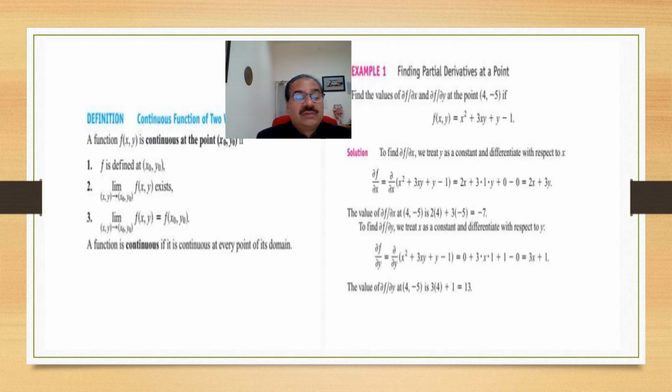Similarly, what is continuity for a two-variable function? The function f of x, y is continuous at the point x naught, y naught if f is defined at x naught, y naught, the limit exists, and the value of the function is equal to the limit. That is, limit as x, y tends to x naught, y naught of f of x, y is equal to f of x naught, y naught. A function is continuous if it is continuous at every point in its domain. So this is the meaning of it.